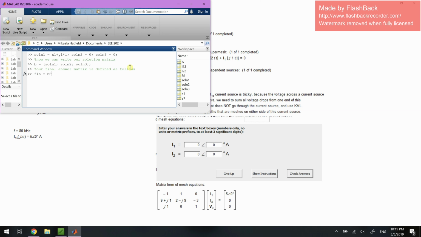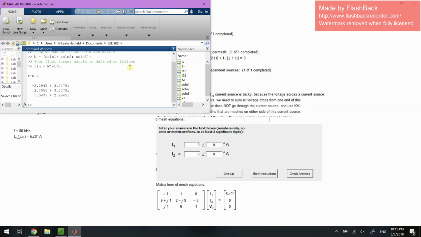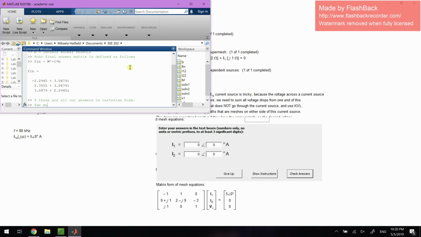So the final answer matrix is going to be given by the inverse of the equation matrix times the solution matrix. And I always just store that as FIN for final. And these are all the solutions. So the first element is I1, the second is I2, and the last is IX, which we don't need. And all we're going to do is, now that these are in Cartesian, we're going to move them over to polar so that we can put them into Circuit Tutor. And the syntax for this will be given pretty soon.